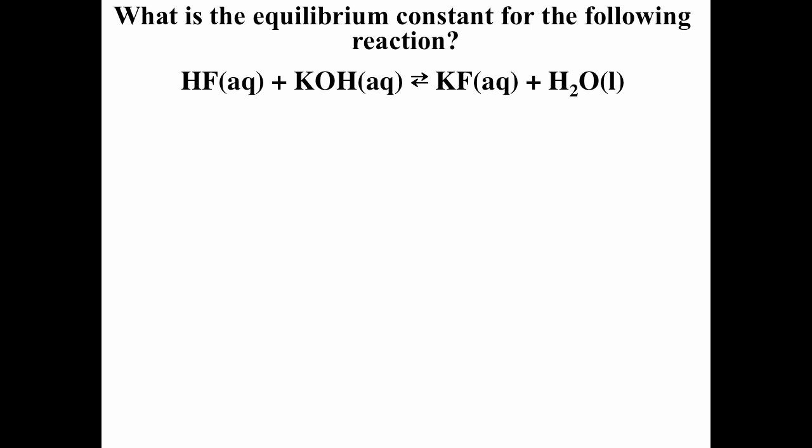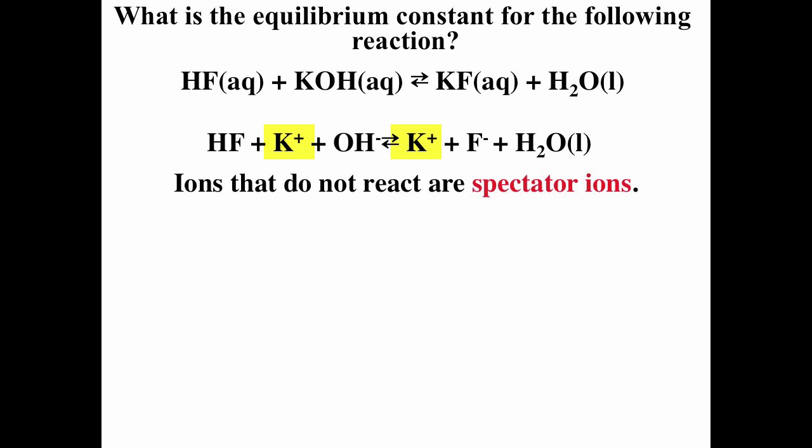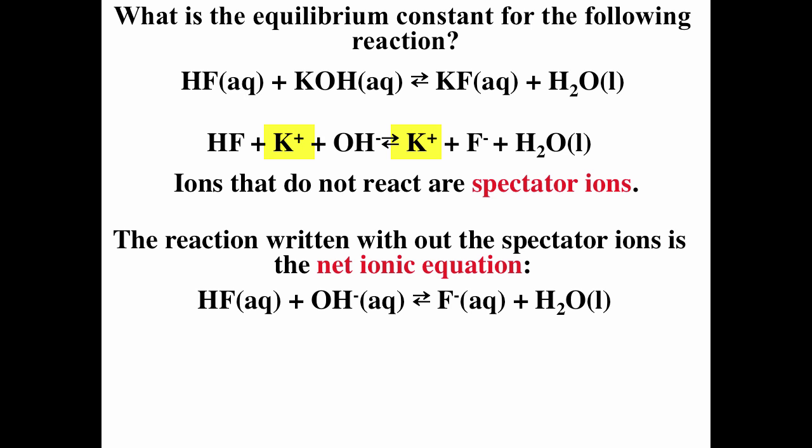And so if we take the ions and substitute them where we can, HF, a weak acid, does not break apart. Potassium hydroxide does break apart. Potassium fluoride does break apart. And my liquid water does not break apart. And so I notice that I have potassium ions on either side, and so potassium ion is my spectator ion. If I write the reaction without the spectator ion, then I get my net ionic equation.